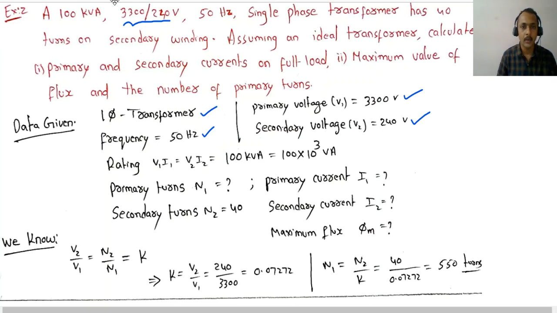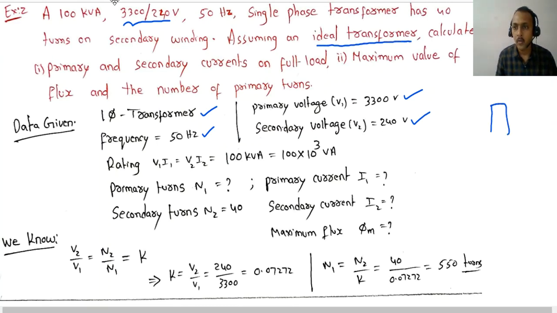He won't give you clearly that primary voltage V1 equal to, secondary voltage V2 equal to. From the data given, we should understand this 3300 slash 240. Its meaning is primary voltage is 3300 and secondary voltage is 240. Now the power rating of the transformer is also given. And he told one more condition, ideal transformer, no losses are there.